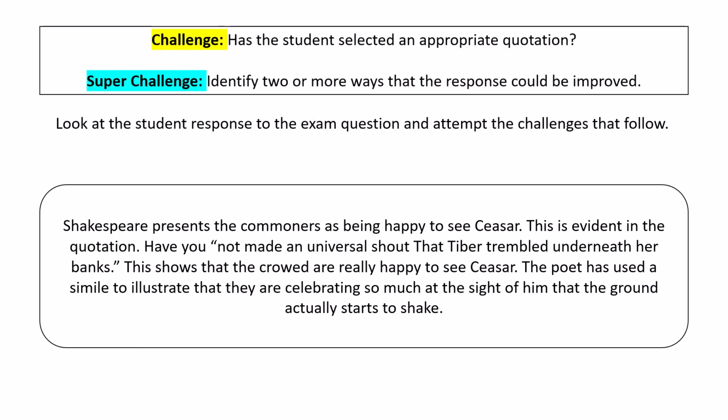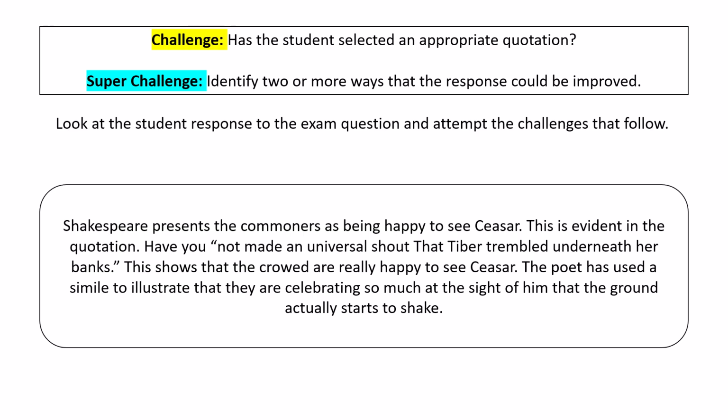So what I'd like to think about when you're looking at this response is, has the student selected an appropriate quotation? If you think back to the previous part of the video, what we were aiming for is a judicious quotation, which means something that is highly valuable and relates back to the question. Then for the super challenge, can you identify two or more ways that the response could be improved? And what we're going to do, we're just going to work through that one together.